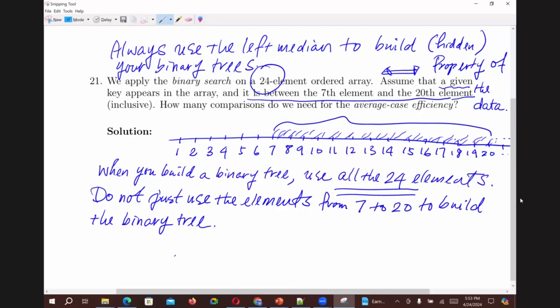So here we use the left median. But if some students use the right median, I won't treat it as wrong. It's just different from our conventional way. But if possible, we just use the left median. So that's this question.